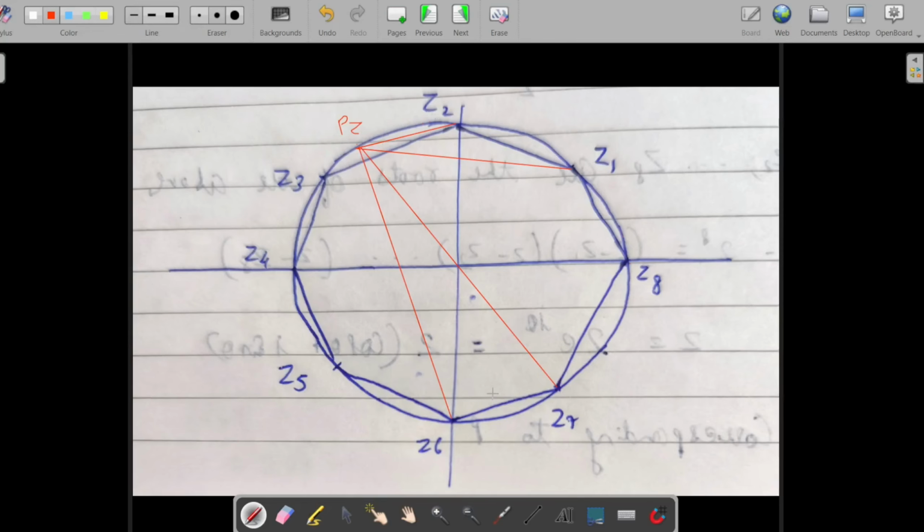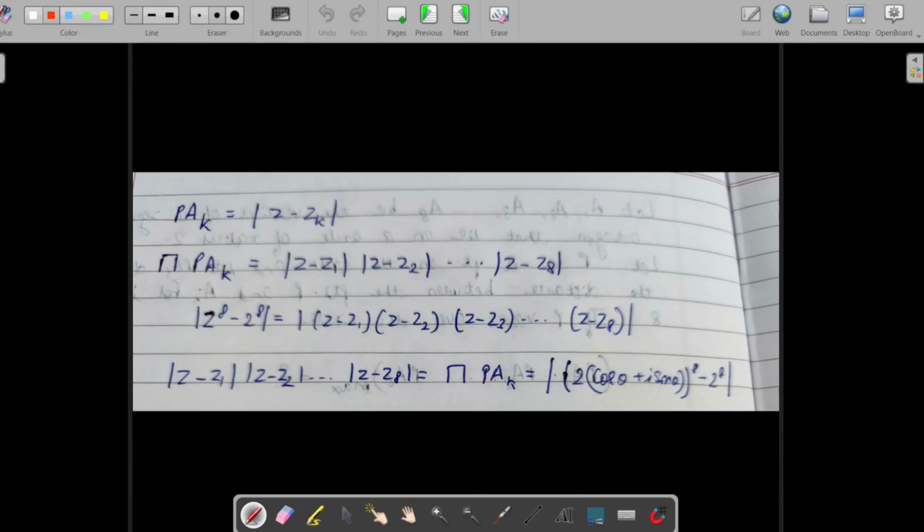This would be mod Z minus Z6, and so on, right? That is what I have written. Mod of Z minus ZK is the length or the distance of point P from each vertex taken one at a time. So this is PAK. Now this is the product sign, right? Product of PAK when K varies from 1 to 8 would be mod of Z minus Z1 into mod of Z minus Z2, and so on.